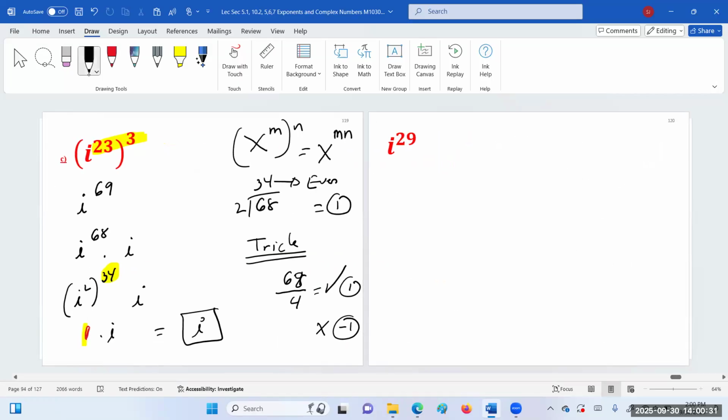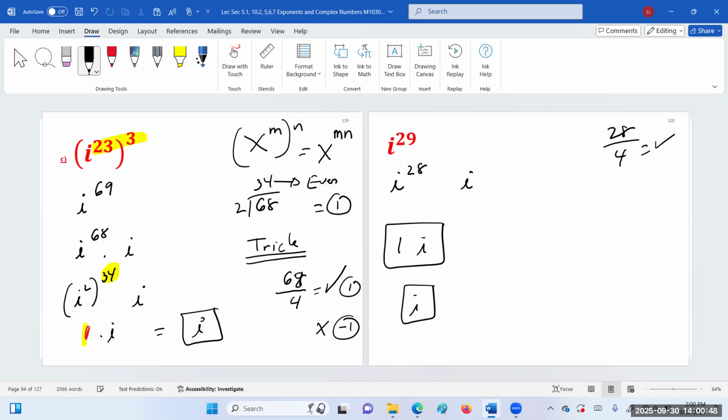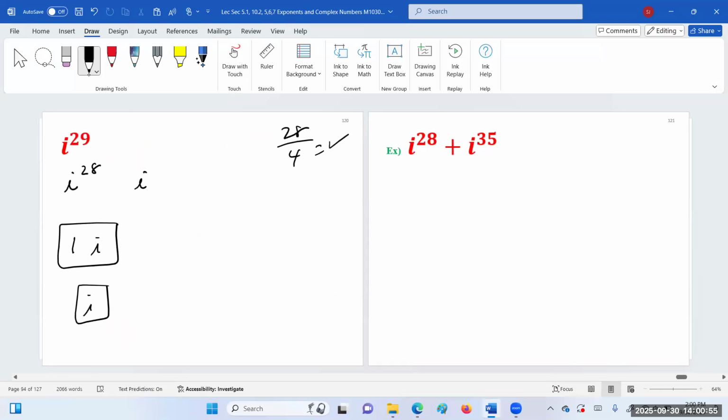Let's use this trick to do the next one. What is 29? What and what? 28 and 1 i, right? So can you divide 28 by 4? Yes. So this is 1 times i, which is simply i. For odd, you're going to split. That's why I split it.